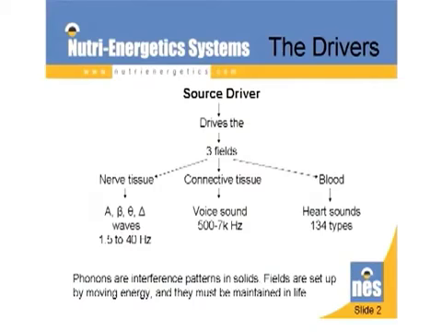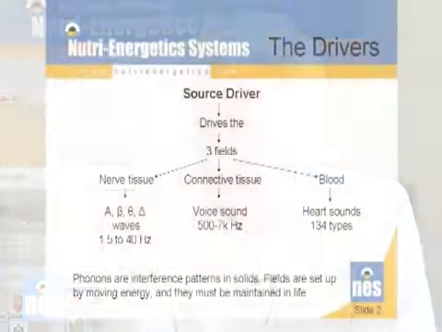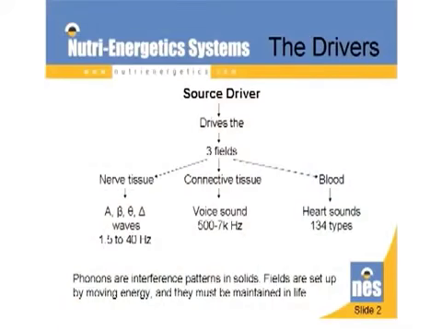Now the connective tissue is activated as well, this time by voice sounds, particularly in the range from 500 to 7,000 hertz. And the same with the blood field. The heart sounds here activate the blood field. We went on the net and found that the sound of the heart isn't just lub-dub, as you might have been taught years ago in your first physiology course. There are now 134 different sounds of the heart, and they're all important.